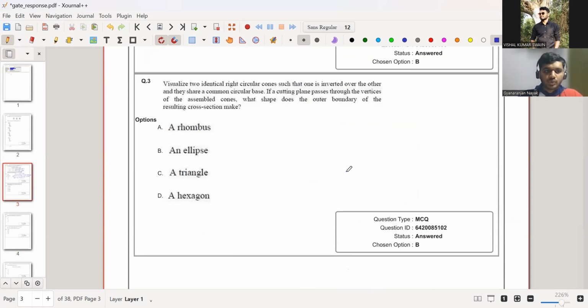Okay, so when two identical right circular cones are assembled such that one is inverted over the other and they share a common circular base, the cross section formed by a cutting plane passing through the vertices will result in an ellipse. This is because the cross section will intersect both cones at various angles, creating an elliptical shape. So the answer is an ellipse. So we'll proceed for next.